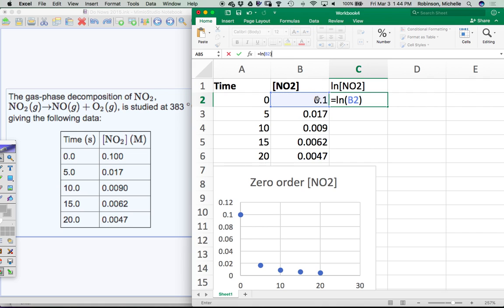Rate is concentration over time, right? No, we're not doing rate. We're just doing the natural log of the concentration. Do I just click on B2? Yeah. No, just that, then click enter, and you should have a number. Do you? That is, and then can we just drag it?